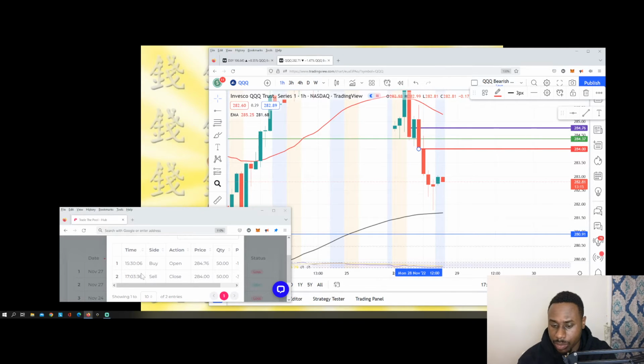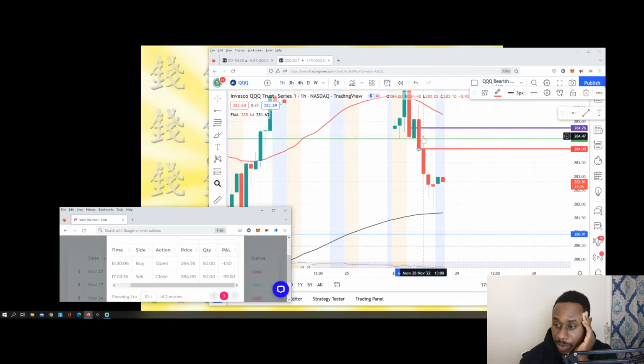That's where I got stopped out for $39.50 at that point. When it started to break below here, that's when I figured that my trade was wrong, and then I decided to enter when price began to form up here and play it more to the downside.